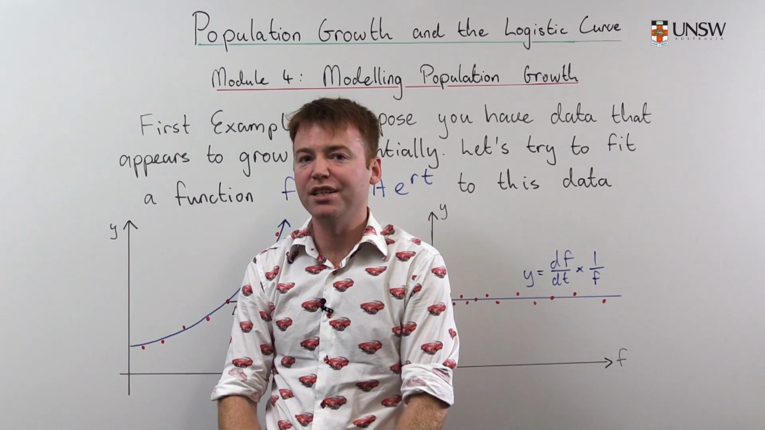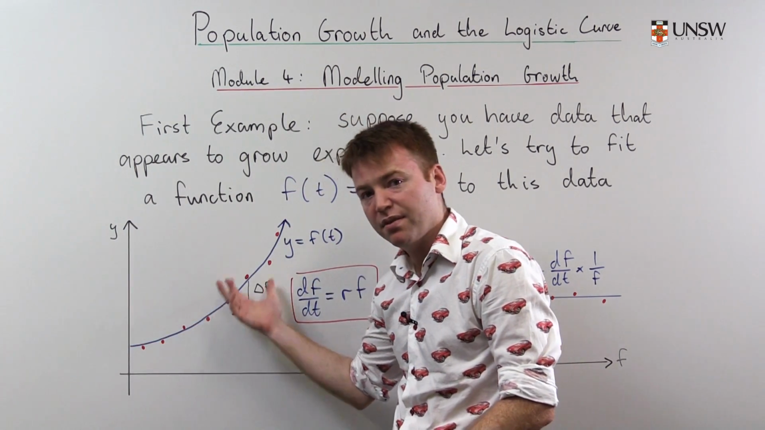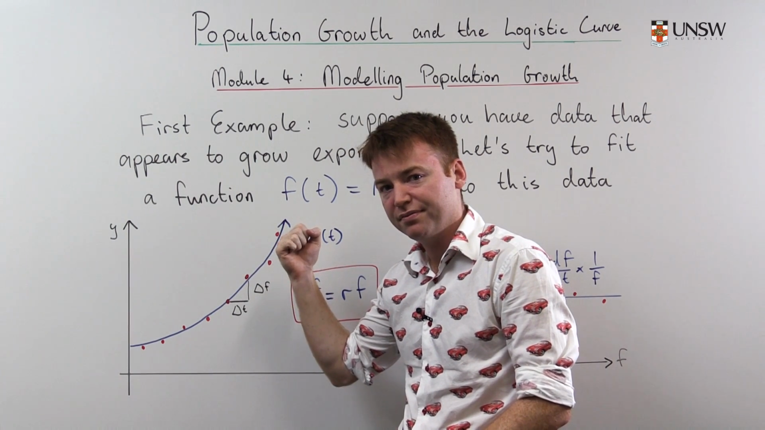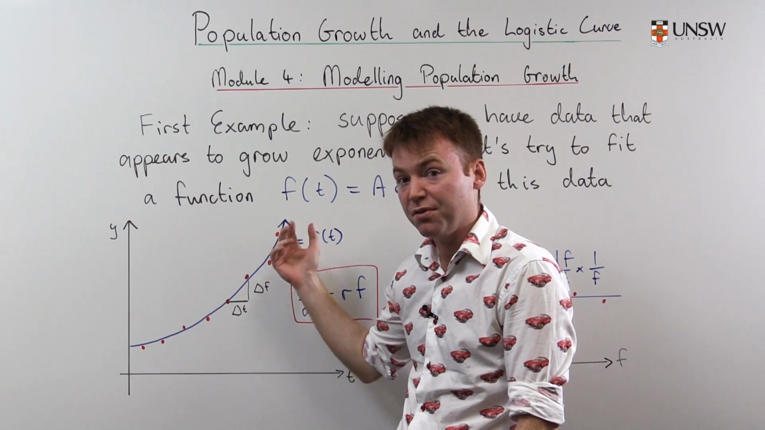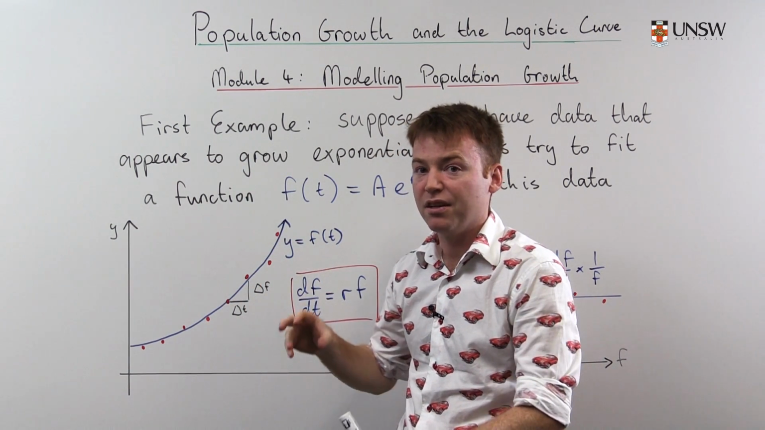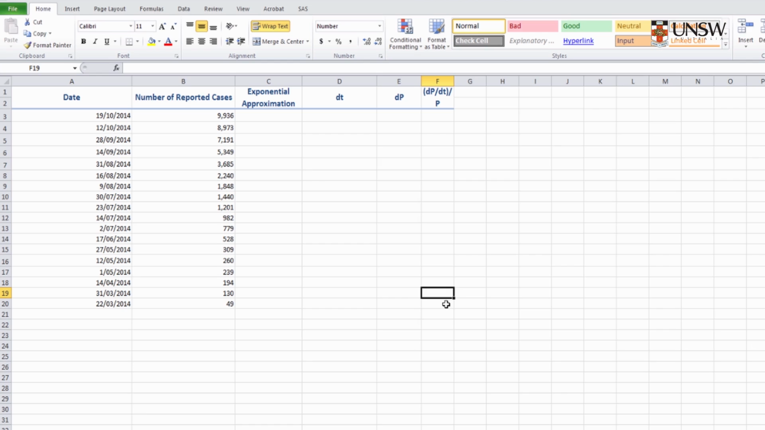In 2014, the spread of Ebola in West Africa appeared to grow exponentially. Let's have a look at some of that data, fit an exponential curve to it, and see how well our data fits this exponential curve. Here we have the number of reported cases of Ebola in West Africa from the 22nd of March through to the 19th of October 2014. What we're going to do is approximate this information using an exponential curve.